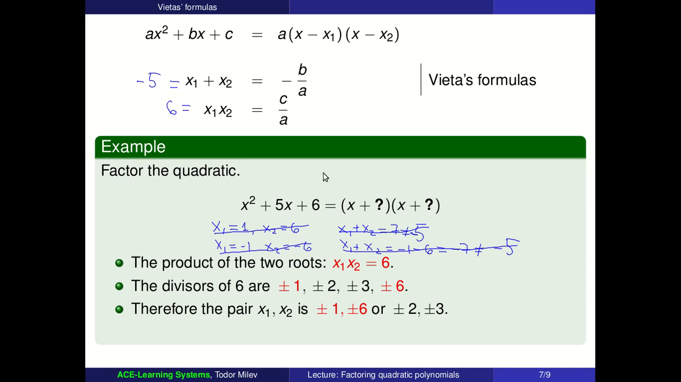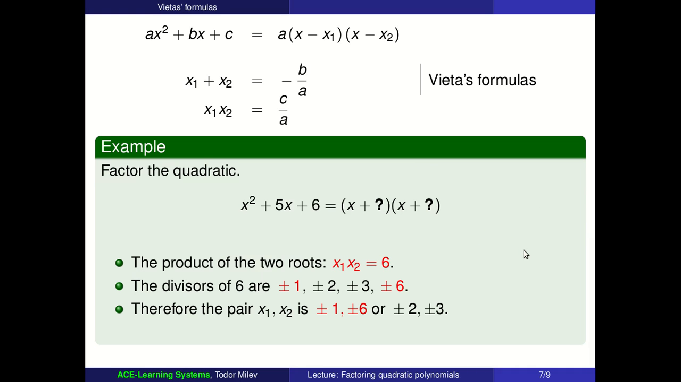Okay, so the next option is x1 equal to 2 and x2 equal to 3. Now x1 plus x2 is equal to 5, which is not equal to negative 5, so that option should be discarded as well. And the final option is that x1 be equal to negative 2 and x2 be equal to negative 3. With that option, x1 plus x2 becomes negative 2 plus negative 3, which is exactly equal to negative 5 as desired. So x1 must be equal to negative 2 and x2 must be equal to negative 3.